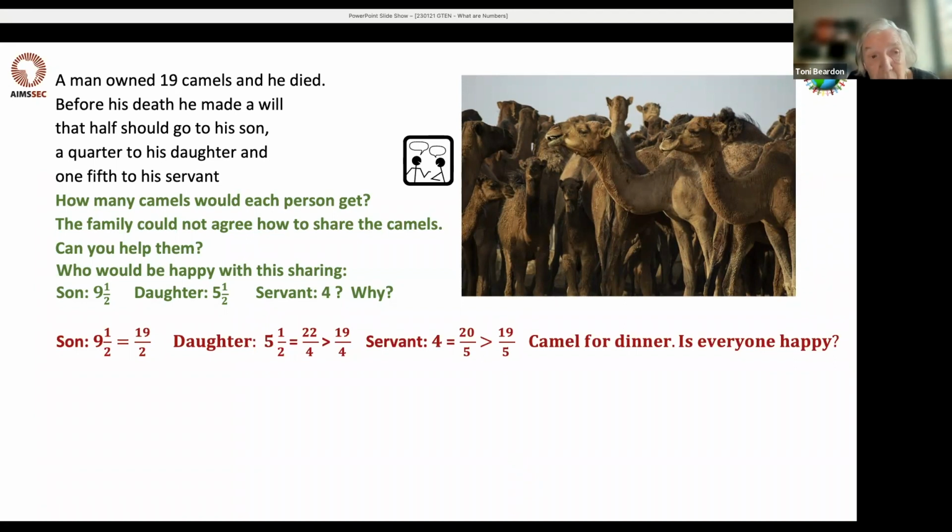Well, you could look at this with, if the son got 9.5, then that's fine. It's exactly what his father promised. The daughter got 5.5, and that's more than 5.25. So she's done better. And the servant, he's got 4, and that's more than a fifth. So maybe they are all happy. But if they don't want to cut the camels up, what do they do? Is there a better solution? And what's wrong with this solution?